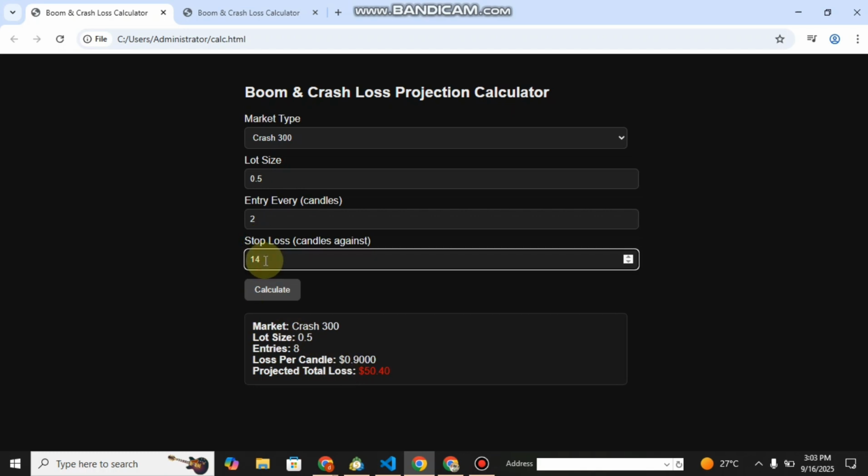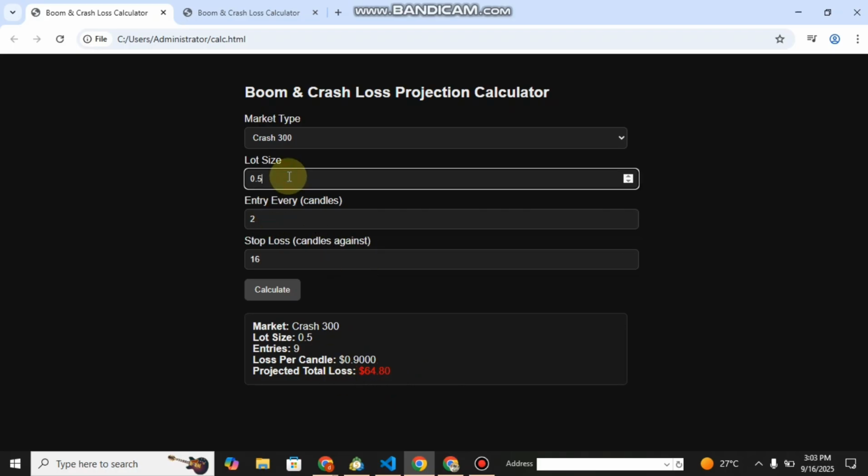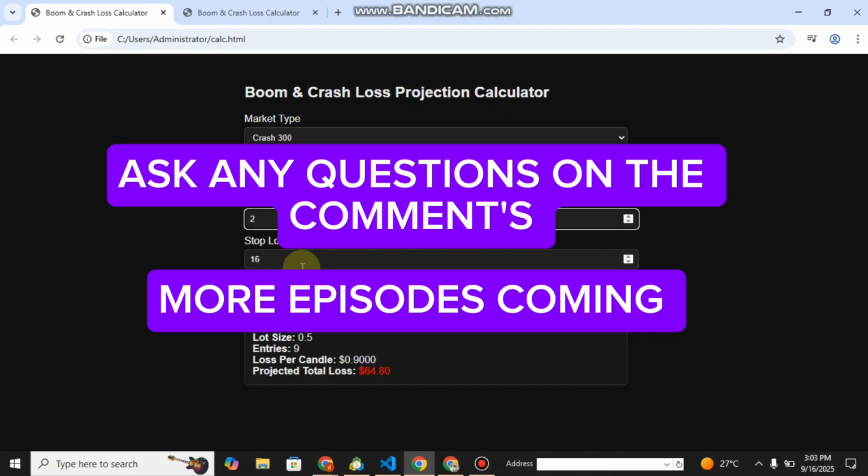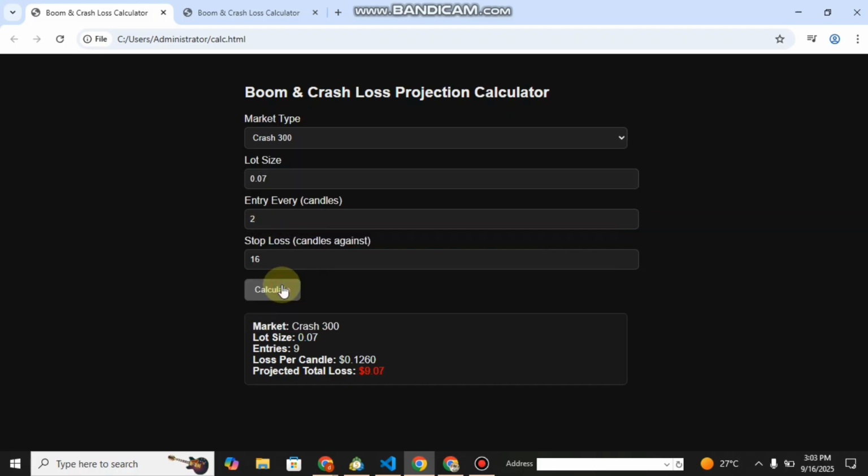Sometimes you feel that the stop loss is 16. You would have lost $64. Are you seeing, man? That is why for markets like Crash 300, we use a lot size of like 0.07. You can add after every 3 candles or 2 candles. Let's say even 2 candles. Stop loss is 16. You have the profit projection.